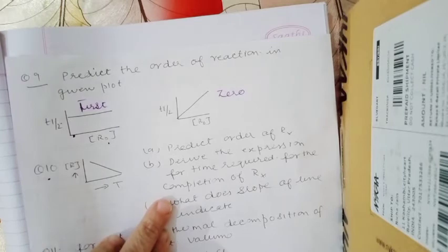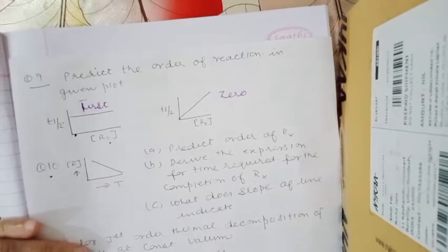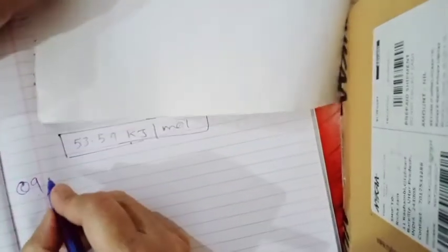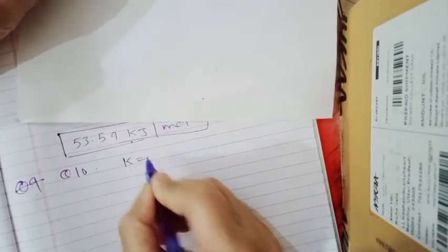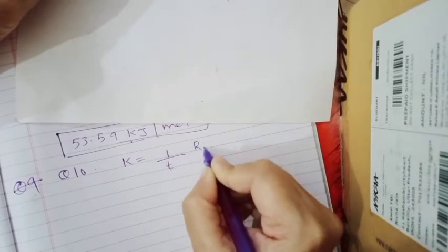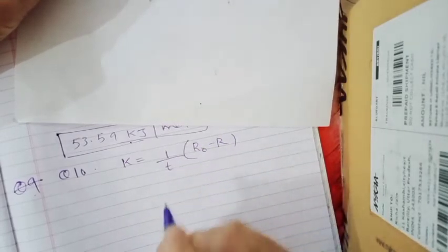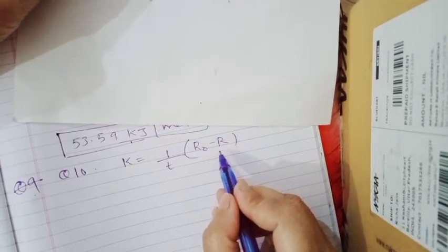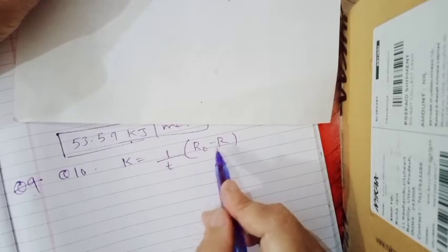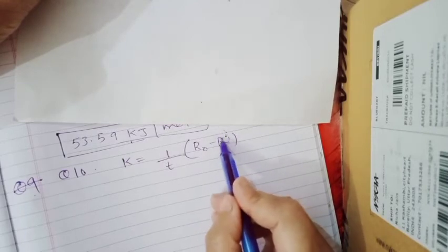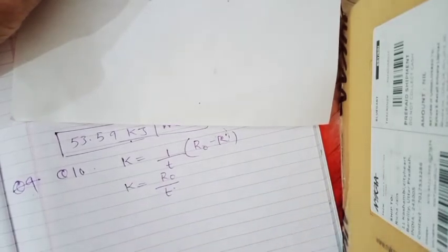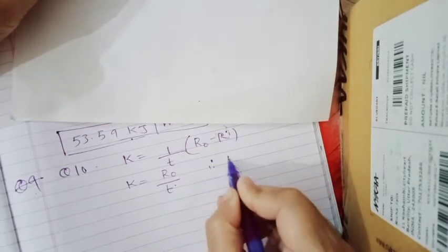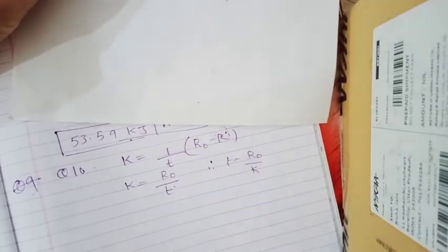And you have to derive an expression for time required for completion of reaction, और आपको बताना है स्लोप किसके बराबर है. तो इन क्वेश्चन नंबर 10, we know that k is equal to 1 by t (a naught minus a), और यहाँ पे ये कह रहा है कि a जो है वो रिएक्शन जो है वो कंप्लीट हो गया है. जब कंप्लीट हो गया है तो इसका मतलब a की वैल्यू क्या हो जाएगी, 0 हो जाएगी. तो k किसके बराबर हो जाएगा, k will be equal to a naught by t. Therefore t will be equal to a naught divided by k.